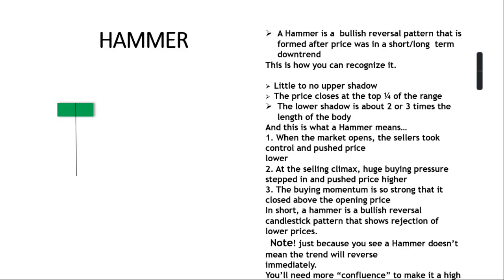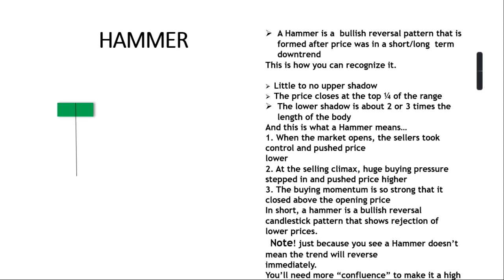So what's the first one? The first one is very important, and it's very familiar to you. It's called a hammer. What is a hammer? A hammer is a bullish reversal pattern that is formed after price was in either a short or long-term downtrend. This is how you recognize it: it has little to no upper shadow or wick, the price closes at the top of the range, and the lower shadow is about 2 to 3 times the length of the body.